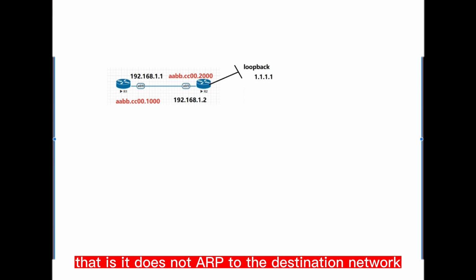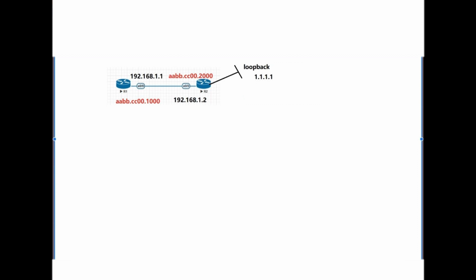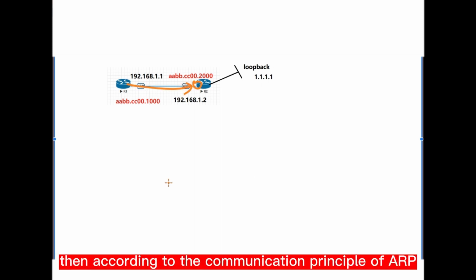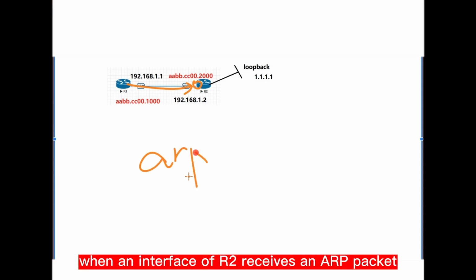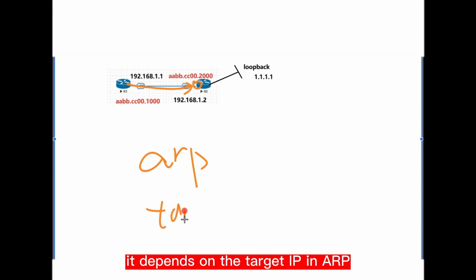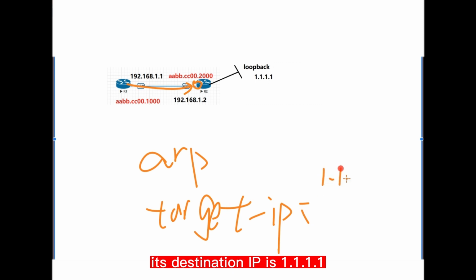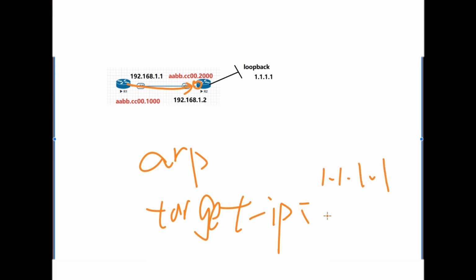That is, it does not ARP to the destination network. So the broadcast will only be sent here. Then according to the communication principle of ARP, when an interface of R2 receives an ARP packet, it checks the target IP in the ARP packet: is it R2 itself? The destination IP is 1.1.1.1.